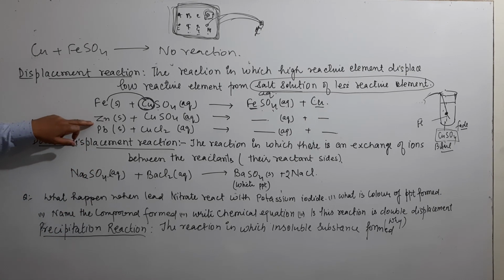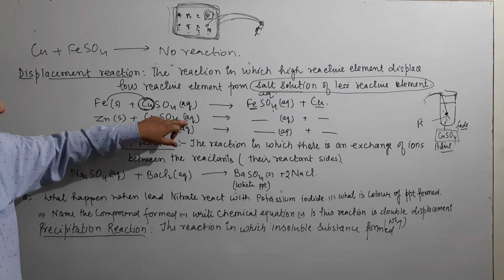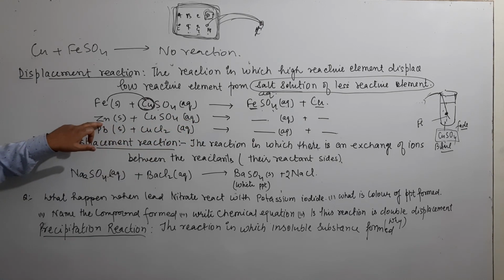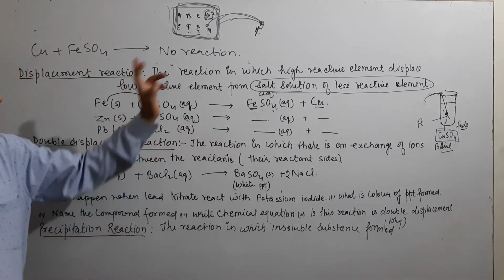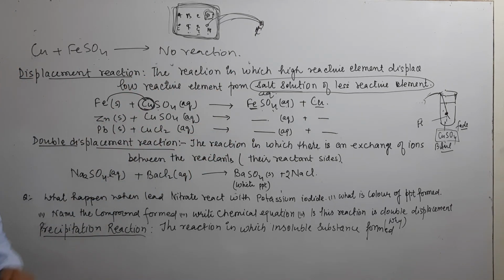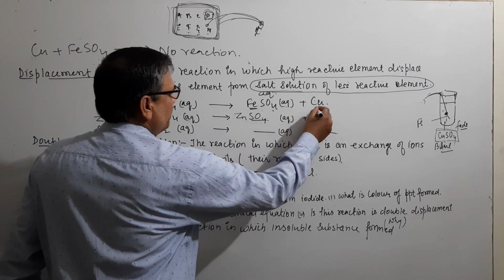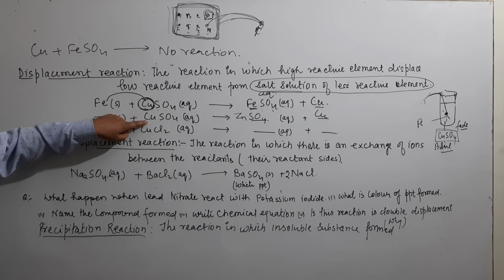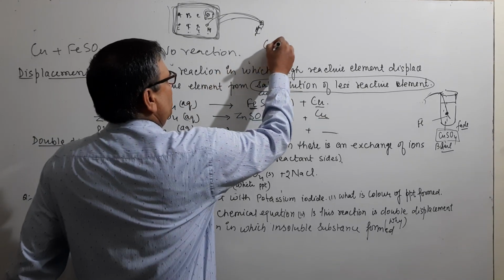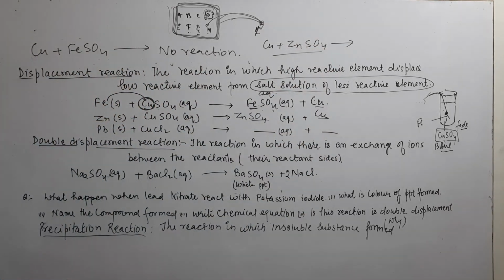Second example, now you answer me. Zinc, which is solid, reacts with copper sulfate, an aqueous salt solution. Then this zinc will displace copper. Copper will separate, and then zinc will combine with SO4. Zinc sulfate is formed and copper will separate. In this way, we can say zinc is more reactive than copper. Is it possible again, Cu plus ZnSO4, is the reaction possible? It is not possible.